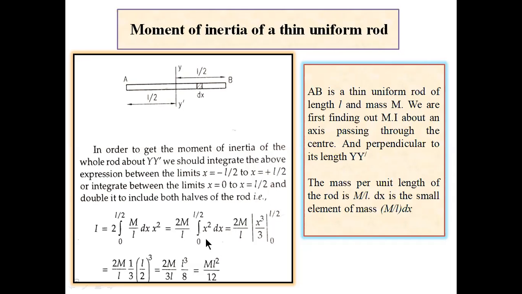Now integrating. Here 2 M by L, putting it outside, x square dx integrate, and putting the values of the limits 0 to L by 2. After calculation, we have the answer, that is M L square by 12. So this is the moment of inertia about an axis y dash passing through the center.